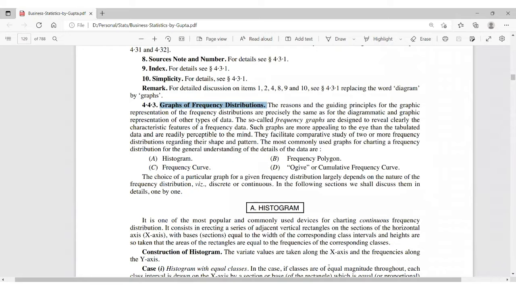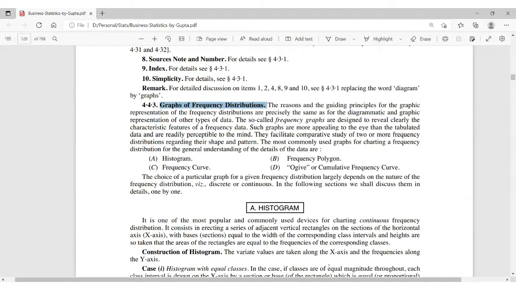The reason and the guiding principle for the graphic representation of the frequency distribution are precisely the same as for the diagrams and graphs. The so-called frequency graphs are designed to reveal clearly the characteristic features of frequency data. Such graphs are more appealing to the eye than the tabulated data and are readily perceptible to the mind. They facilitate the comparative study of two or more frequency distributions regarding their shape and pattern.